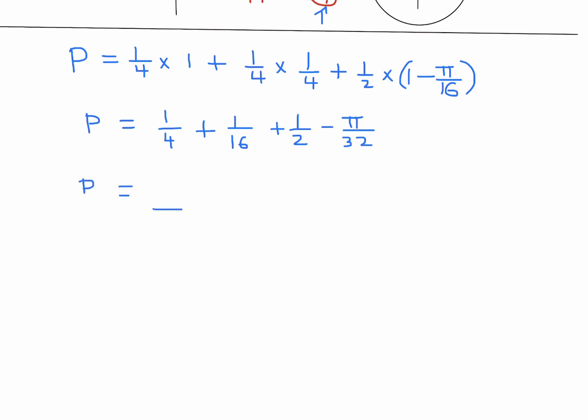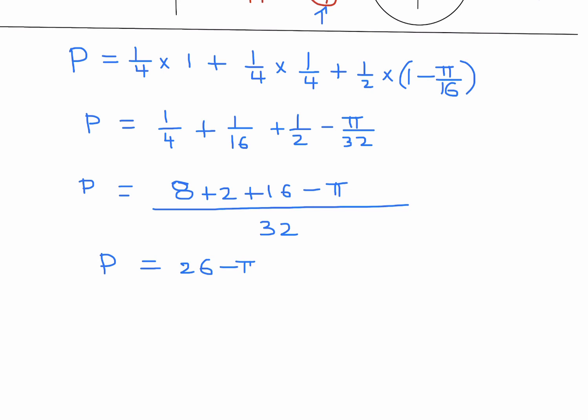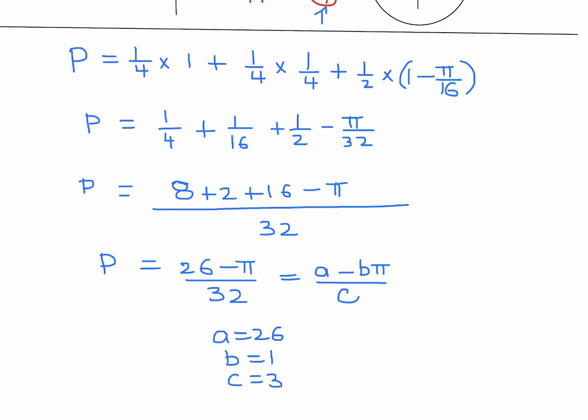Get a common denominator. It'll be all over 32. This will be 8 plus 2 plus 16 minus pi. This becomes 26 minus pi over 32. And that is of the form A minus B times pi over C. So that means my A is 26, my B is 1, and my C is 32. Greatest common divisor of 26, 1, and 32 is indeed 1.